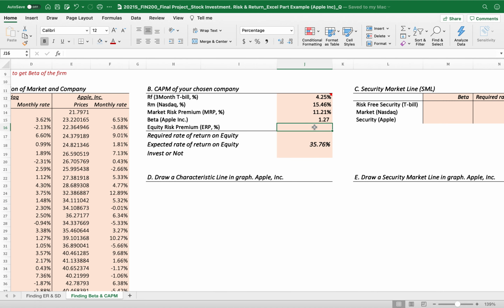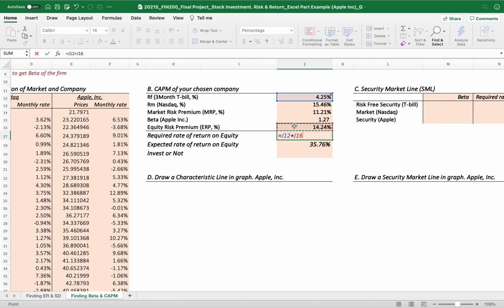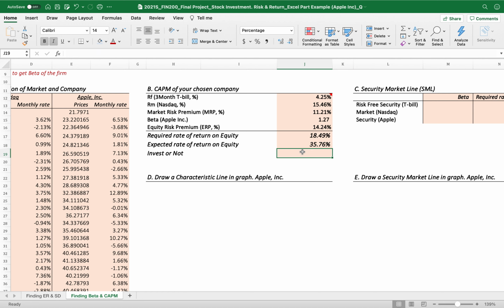Okay, the equity risk premium is the market risk premium times beta. Then the equity risk premium should be added to the Treasury bill rate. So the required rate of return on the equity is 18.49%. So do we invest or not? Yes, definitely, in this case we invest, because the expected rate of return on equity is greater than the required rate of return.